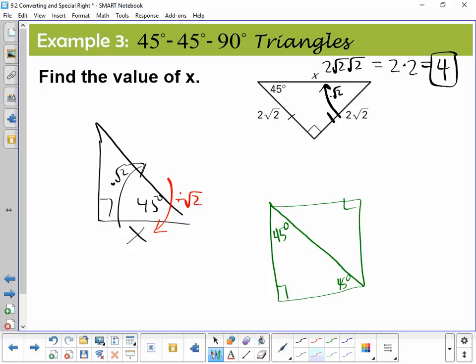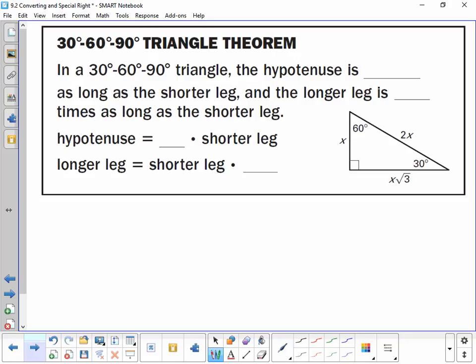Okay, the other special right triangle is the 30, 60, 90 triangle. This one is a little bit trickier to work with. I have an easier time remembering it if I think of it as half of an equilateral triangle, because it is half of an equilateral triangle. Let's see, I'll draw it in the same orientation.